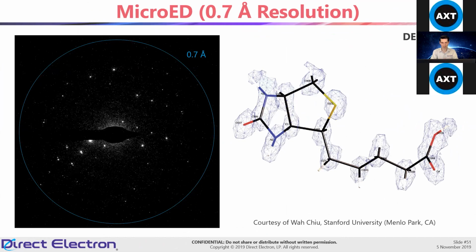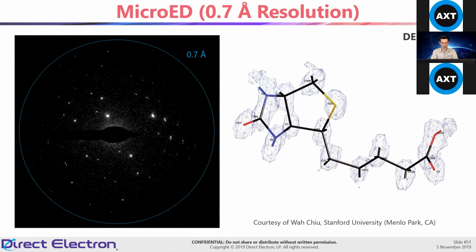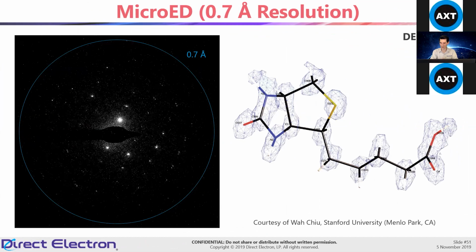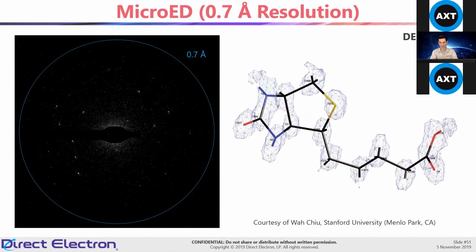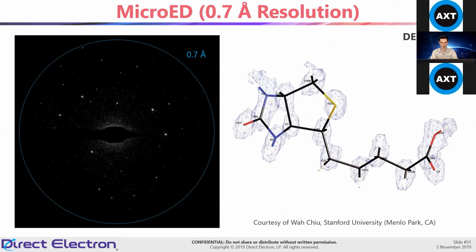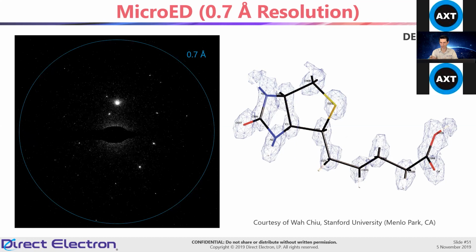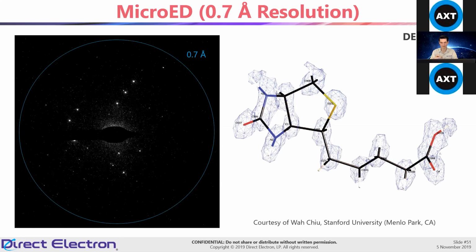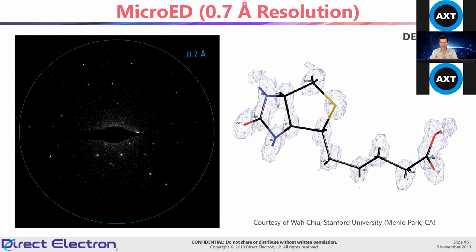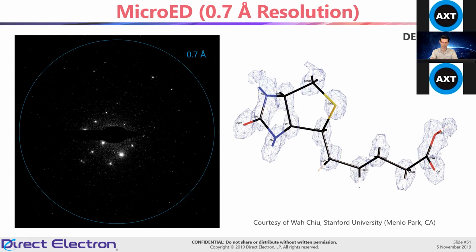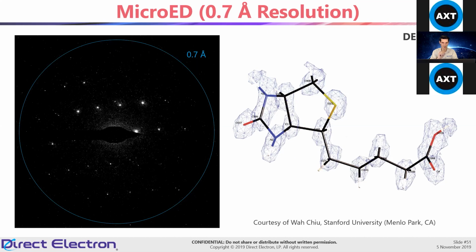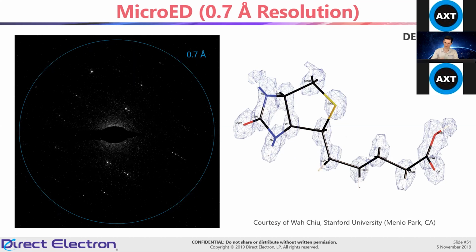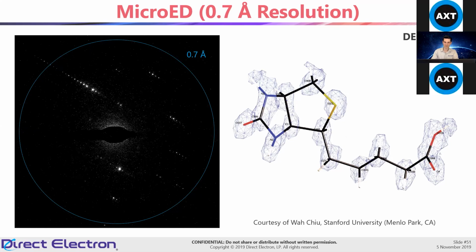So this is from Stanford as well, it's SLAC. This is also on the Talos Arctica, and this is biotin. They basically just bought biotin and crushed it up into a powder, put it on the grid, stuck it in the microscope and cooled it down. This is using the DE64, and there are a couple of things that they did that we haven't talked about in terms of what our hardware can also do.